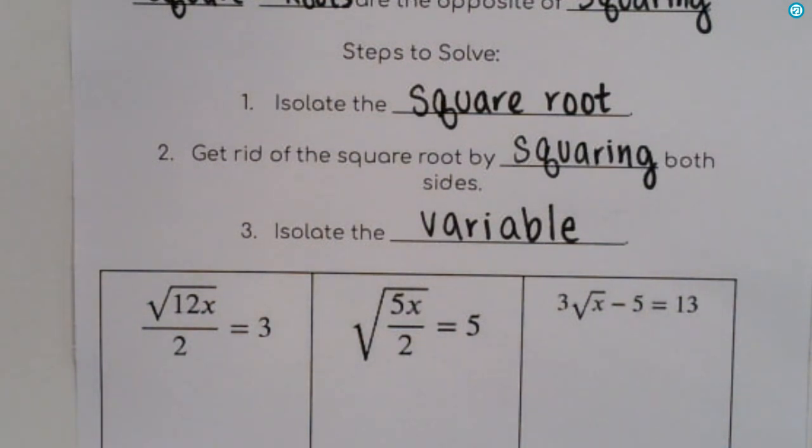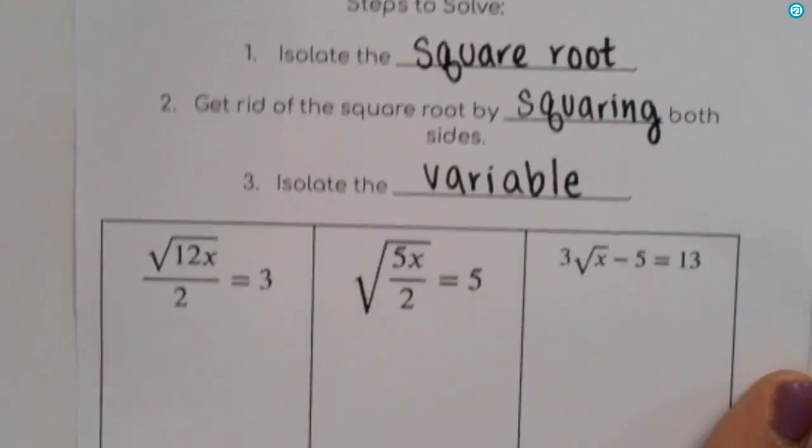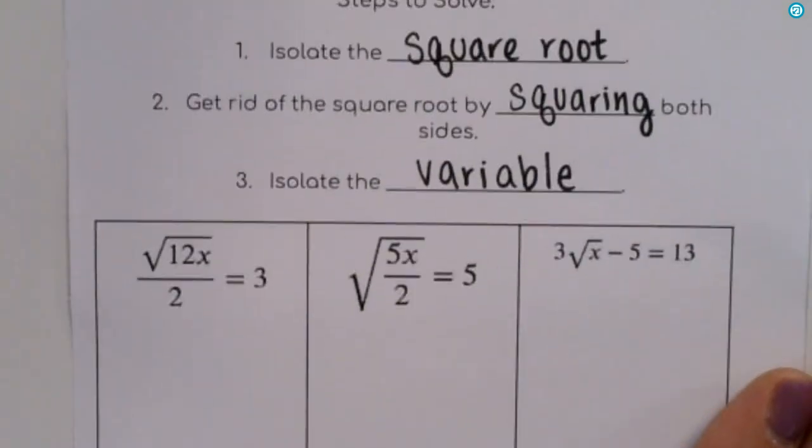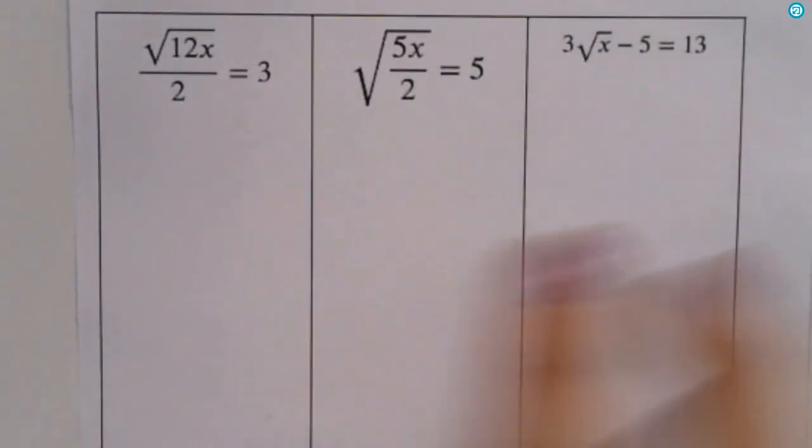Okay, so what we're doing today is pretty detail oriented. You have to pay really close attention to what's outside the square root and what's inside the square root. So as we're going through notes, make sure you're paying attention to the order we do our steps in. That's what's most important.